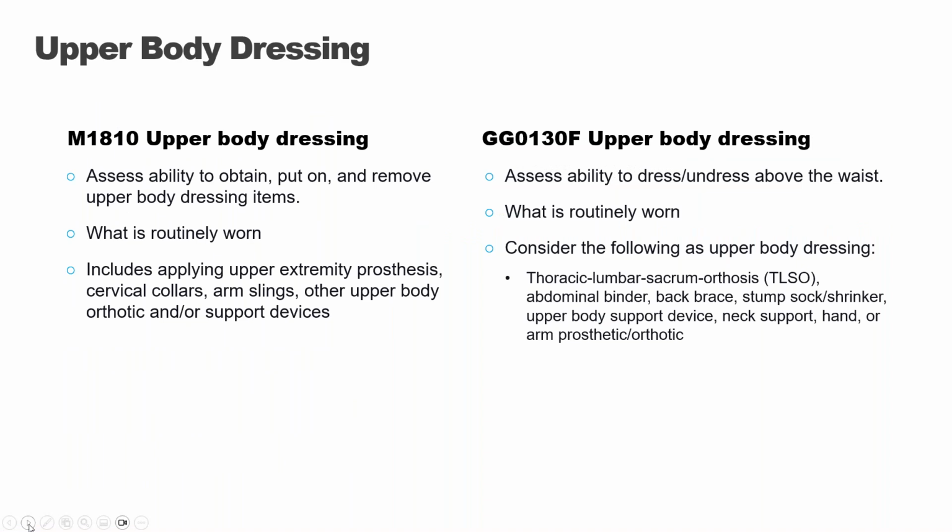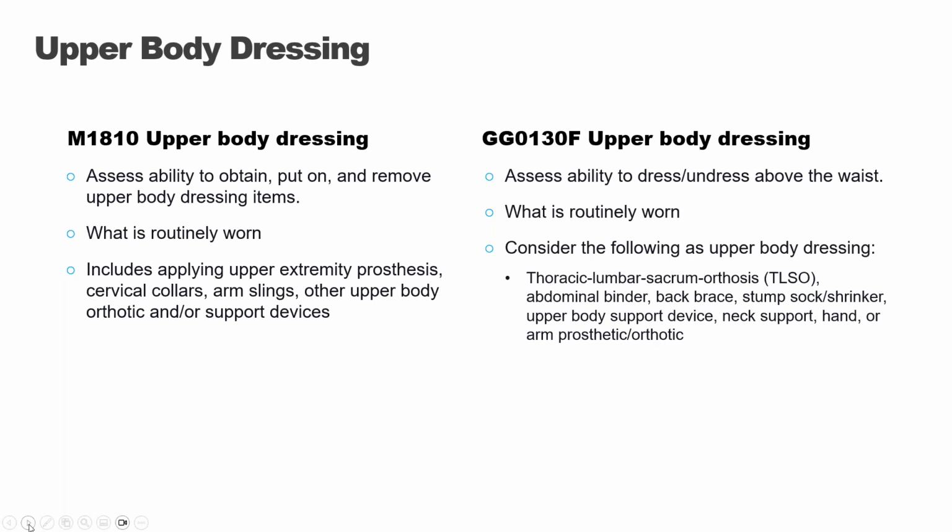Okay, awesome. Now let's look at a scenario regarding some upper body dressing. When you look at M1810, upper body dressing, we're looking at assessing the ability to obtain, put on, and remove upper body dressing items. Now, remember, you're going to think about what is routinely worn. This includes applying upper extremity prosthesis, cervical collars, arm slings, and upper body orthotic or other supportive devices.